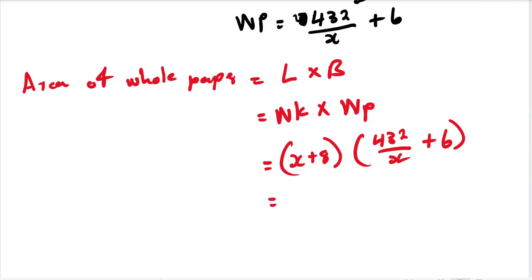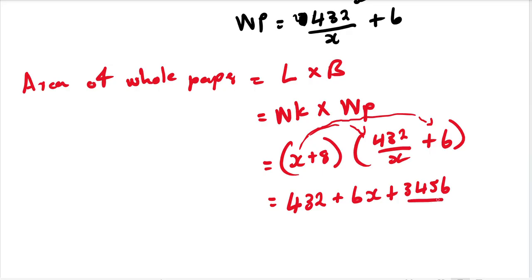When I say X multiplied by 432 all over X, we're going to have 432, because X will cancel X. And then X multiplied by 6, we're going to have plus 6x. Now we'll come to 8. 8 multiplied by 432 all over x, we're going to say plus. Let me punch a calculator. 432 multiplied by 8 is 3456. Plus what?